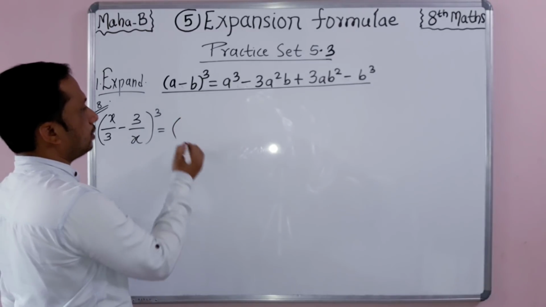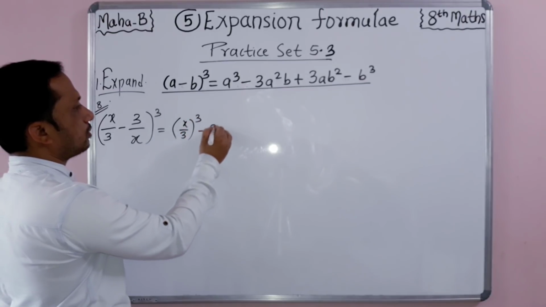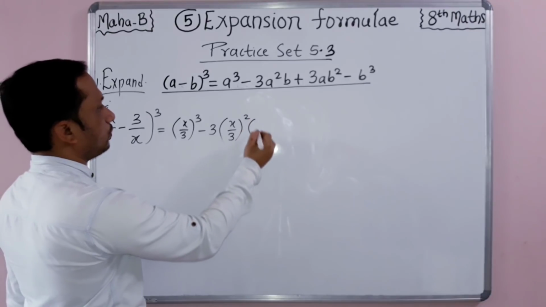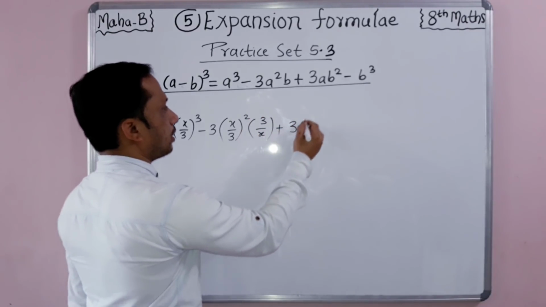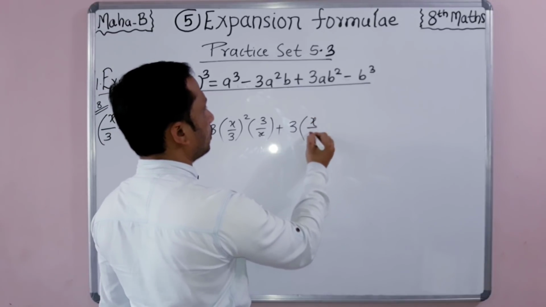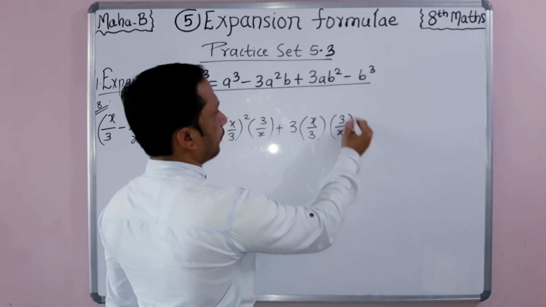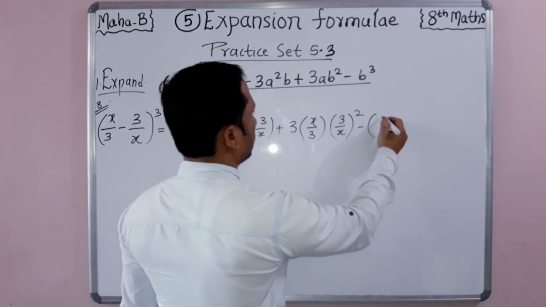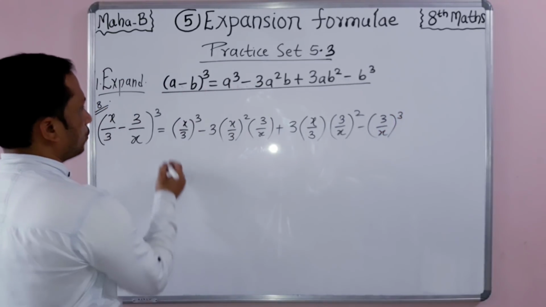So let's start. (x/3)^3 is there, minus 3 times the first number squared, (x/3)^2, into the second number, 3/x, plus 3 times the first number x/3, then the second number squared, (3/x)^2, and minus the second number's cube, (3/x)^3. So this is the expansion.